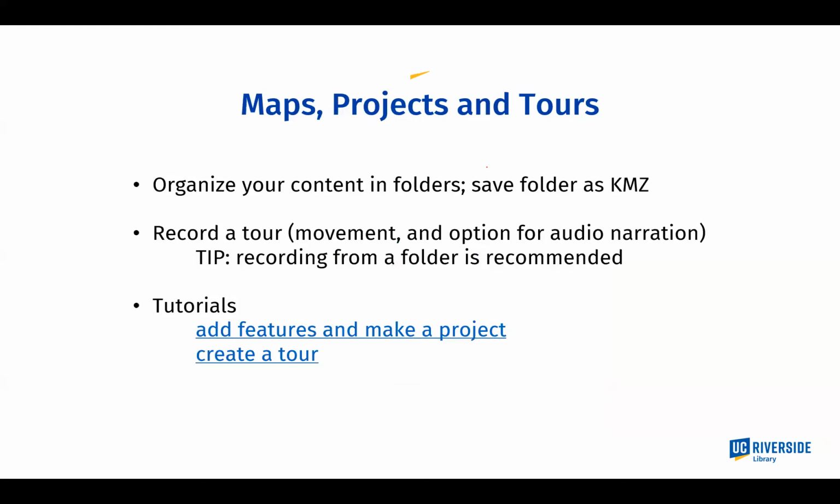So we have just a few words about maps, projects, and tours, the kind of items that you can create using Google Earth Pro. So you can organize your content into folders. Kind of like instead of creating a little file, you can just create individual points, lines, or polygons. And then on that left-hand side of your screen, you can organize them into a folder and save the folder as a KMZ or a KML. If you wanted to record a tour, you can even have audio narration as you are guiding your viewer from place to place.